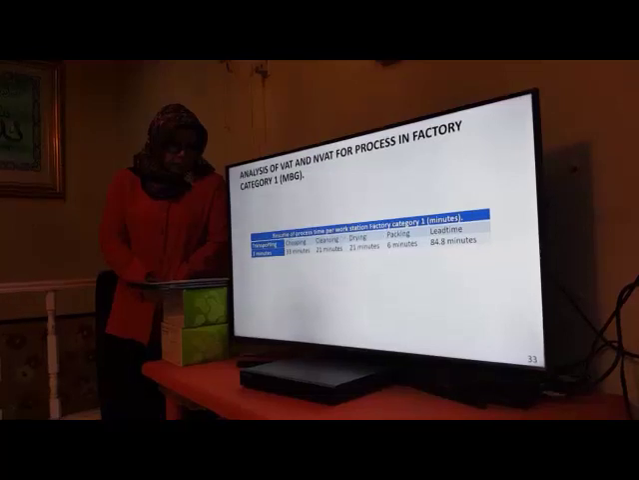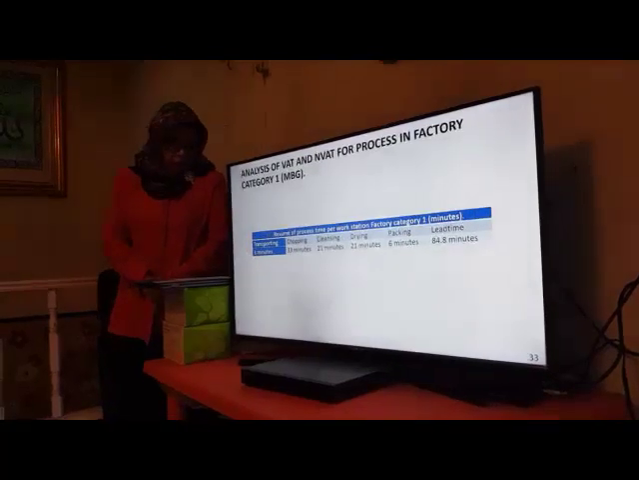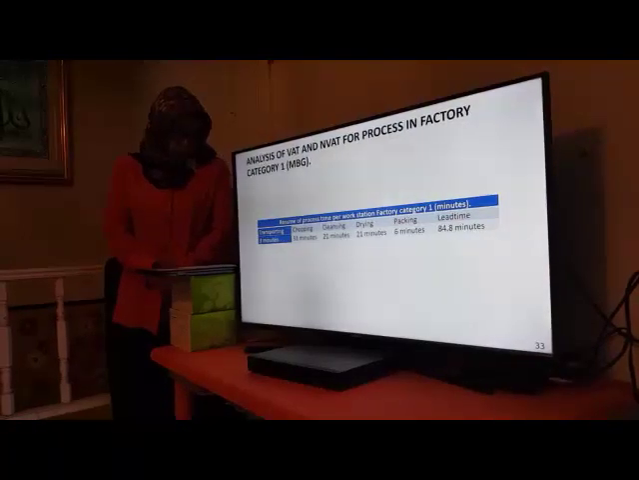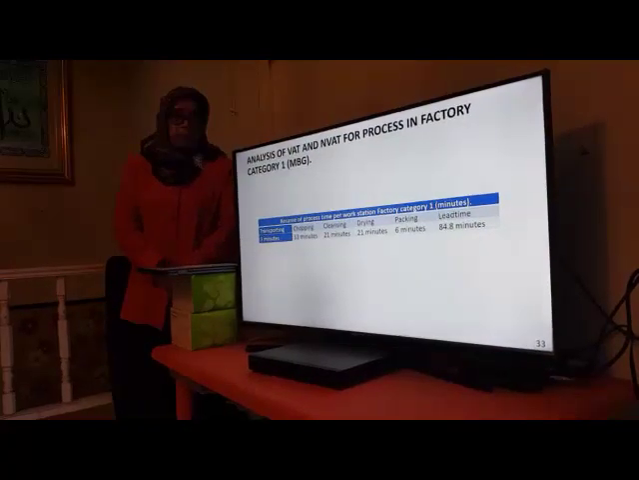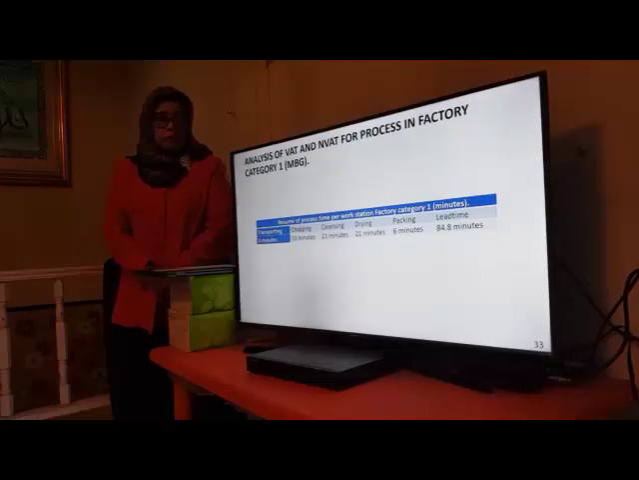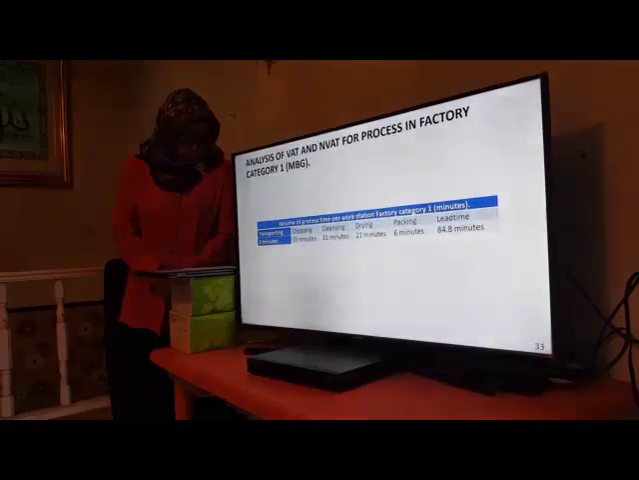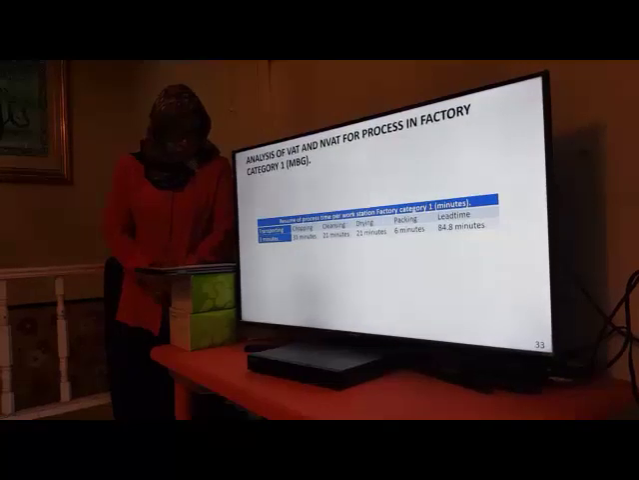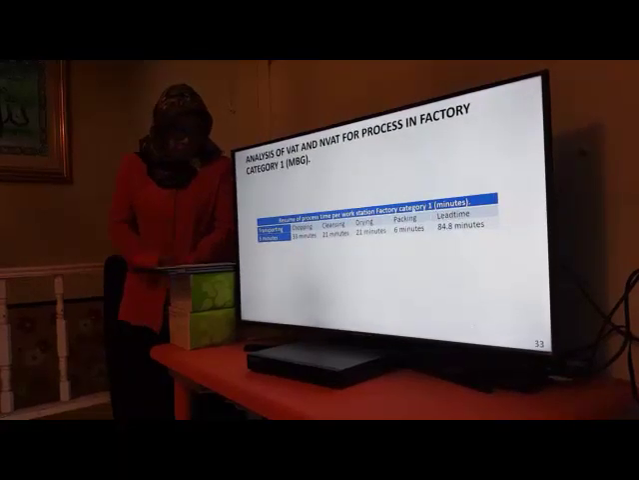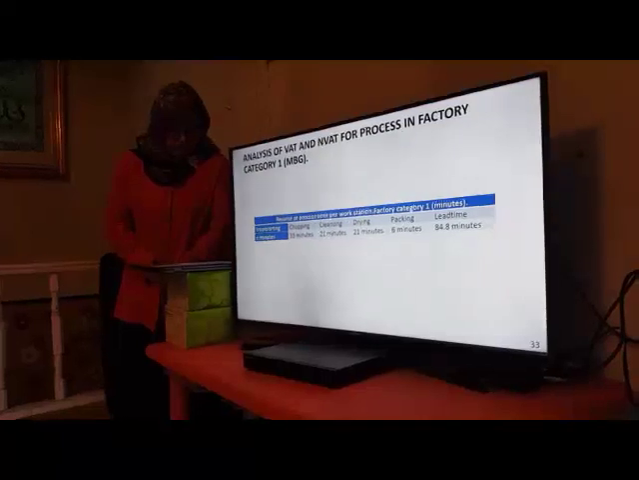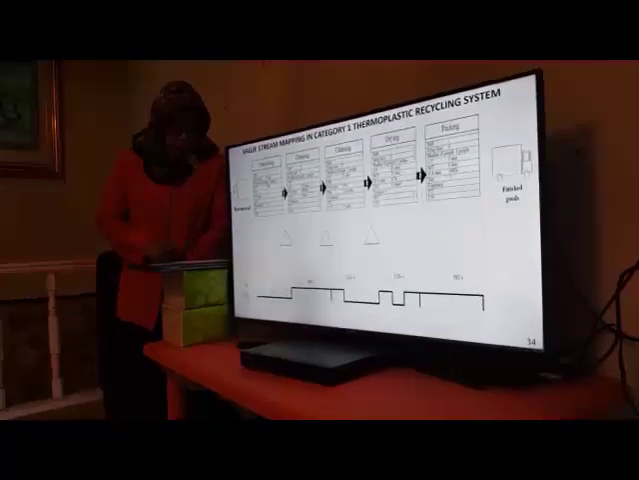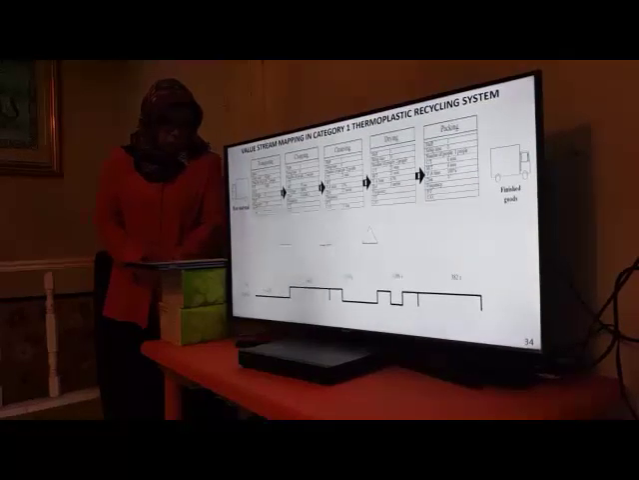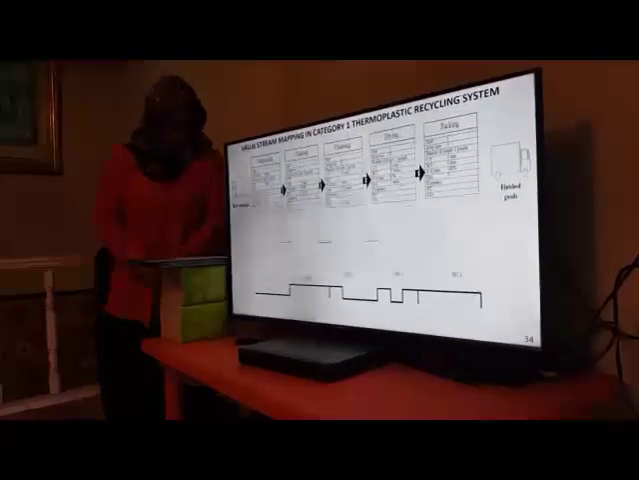For the non-value added and value added in the category 1 factory process, there are some improvements in transportation, chopping, cleansing, drying, packing, and lead time. The improvement is 84.8 minutes, and this is the picture of the value stream mapping for the category 1 thermoplastic recycling system.